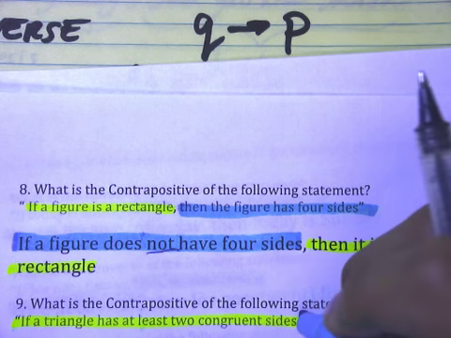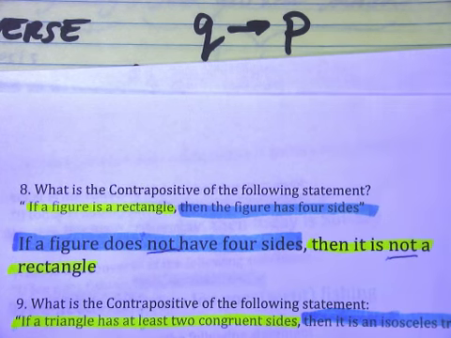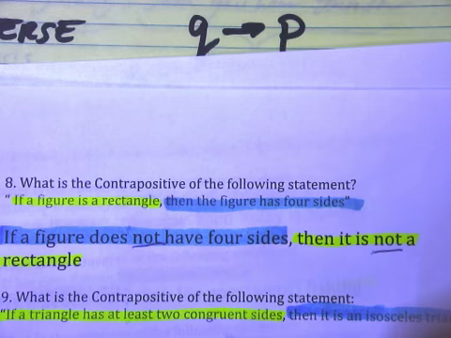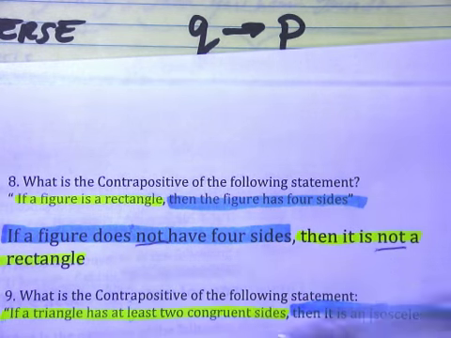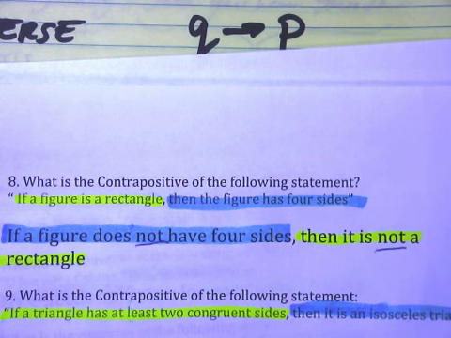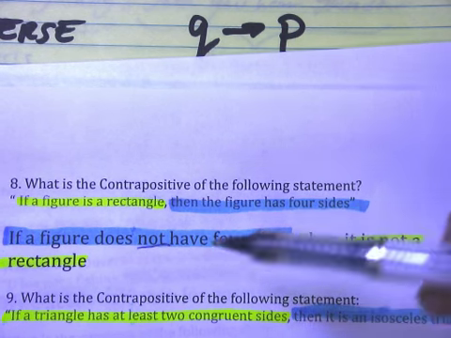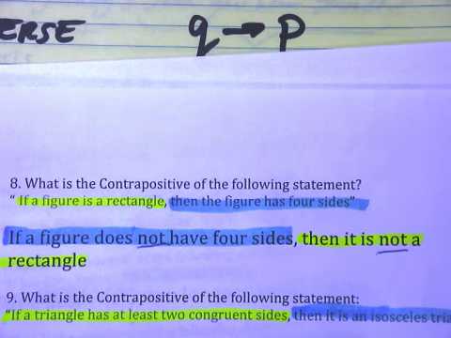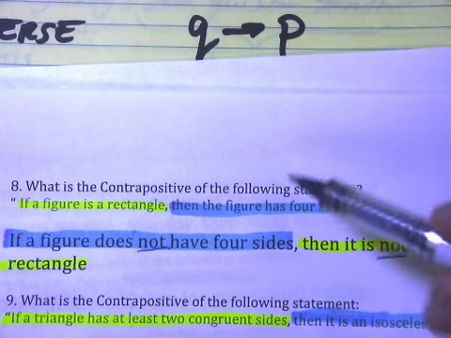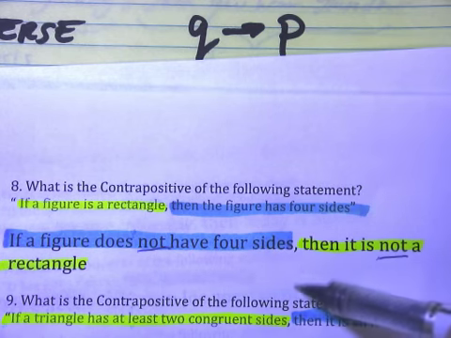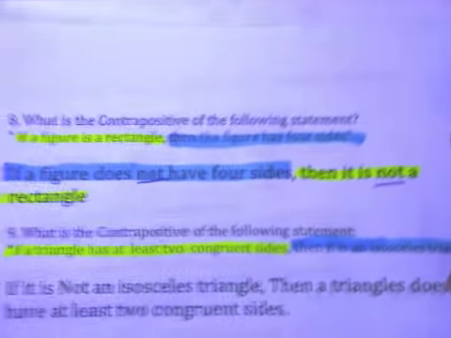Let's take a look at number 9. What is the contrapositive of the following statement? If a triangle has at least two congruent sides, then the triangle is an isosceles triangle. Well, let's negate this first one. What's the opposite of if a triangle has at least two congruent sides? Well, then it would be the triangle does not have at least two congruent sides. And what's the opposite of it being an isosceles triangle? Well, then you would say that it is not an isosceles triangle.